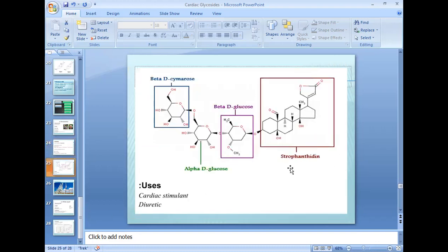See its structure. It is the whole structure of strophanthin, and strophanthin has an aglycone part with a steroidal nucleus and a 5-member lactone ring, which is strophanthidin, and the sugar moiety is attached at carbon 3 by glycosidic linkage, which includes beta D glucose, alpha D glucose, and beta D cymarose. As far as its effect is concerned, they produce a cardiac stimulant and diuretic effect.